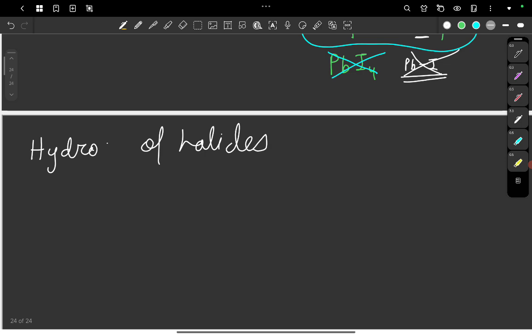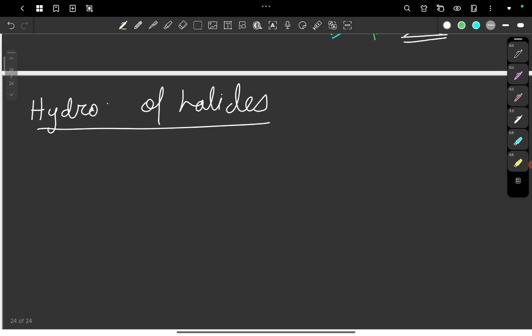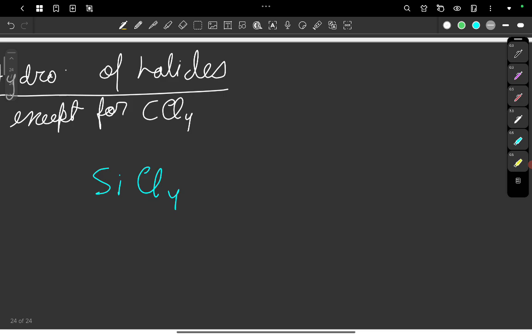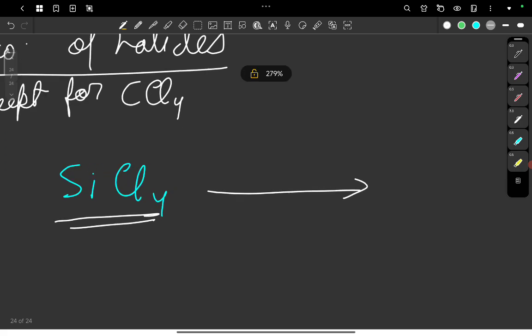How do I hydrolyze these halides? Now, except for CCl4, all the halides show hydrolysis. How do they show hydrolysis? Say, for example, I have SiCl4. This is a halide of a group 14 element, as you can tell. If you are not able to tell this is a halide of a group 14 element, the problem is either with you or with me.